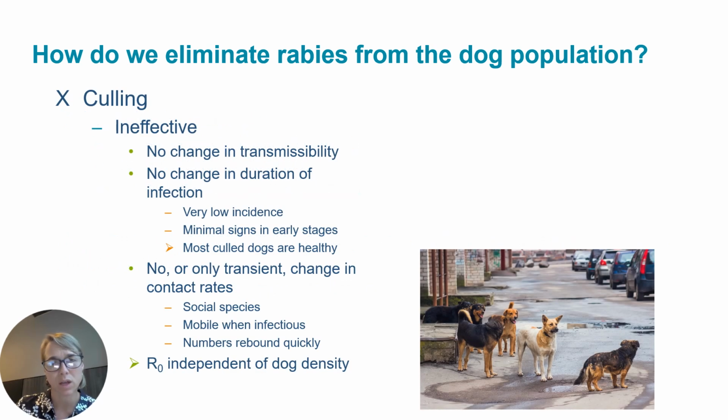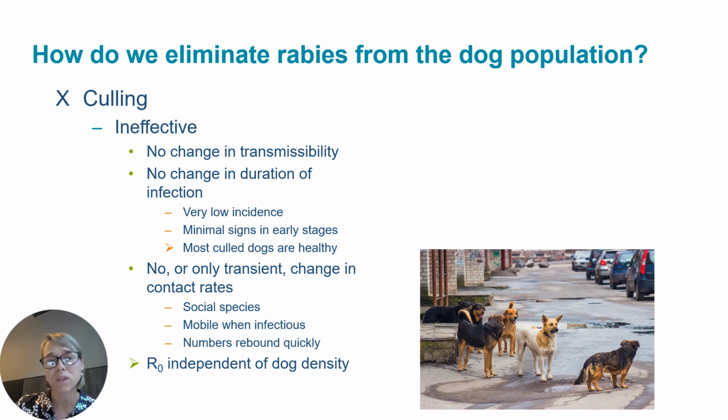History has taught us that culling does not work. It has no effect on transmissibility, it doesn't change the duration of infection unless you are lucky enough to cull a dog that actually has rabies, which is actually unlikely when you consider how low the incidence rate is. It's also difficult to spot rabies in the early stages of the disease, and so the vast majority of dogs culled will be healthy. And it either has no impact on contact rates or very transient.